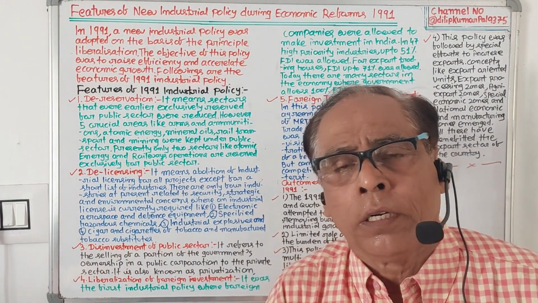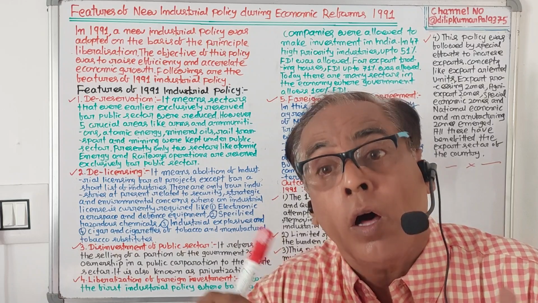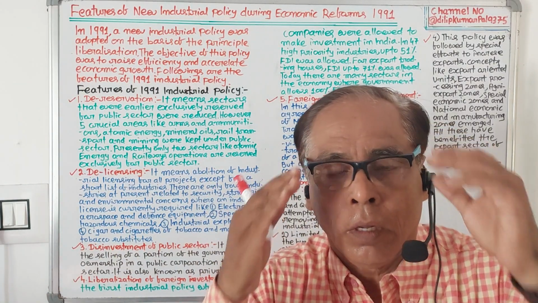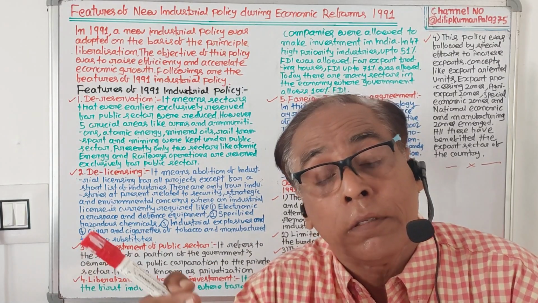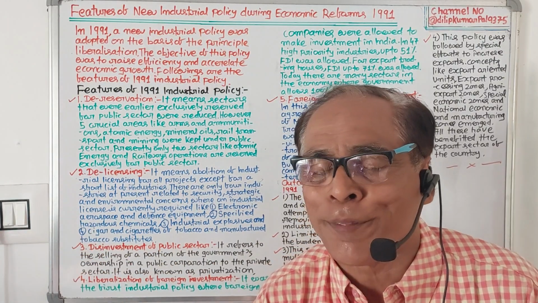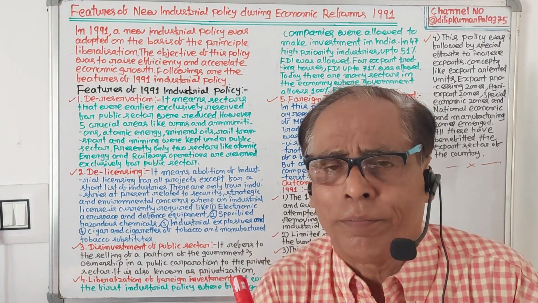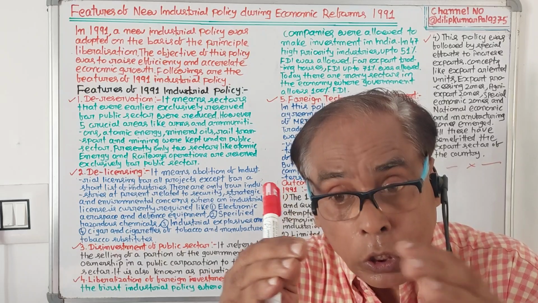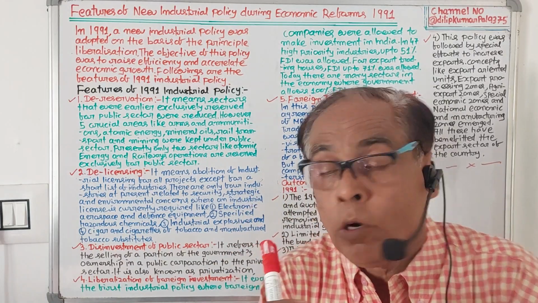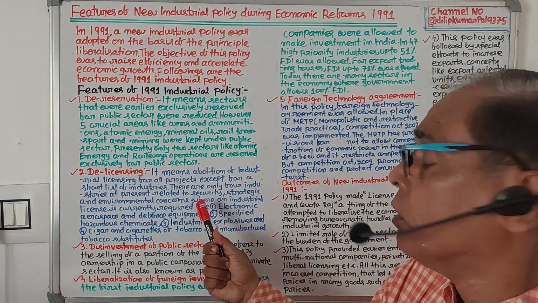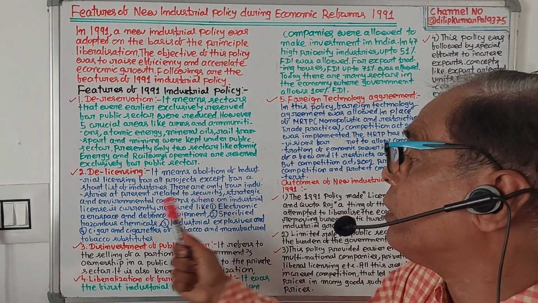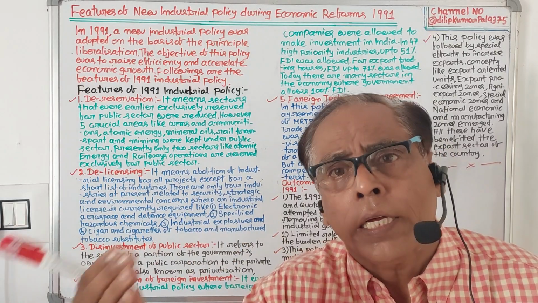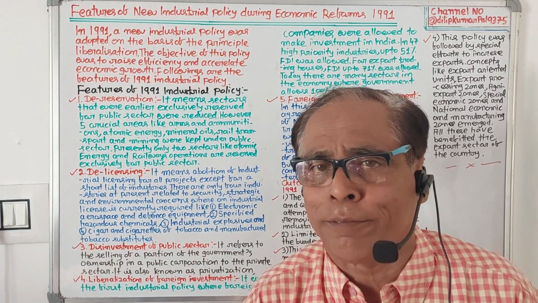De-licensing means previously for almost all projects license from the government was necessary. So it was an obstacle for rapid industrialization. So government decided to reserve some areas which are important from the security, strategic and environmental concern. Except these areas, for other areas, there was no need for licensing.